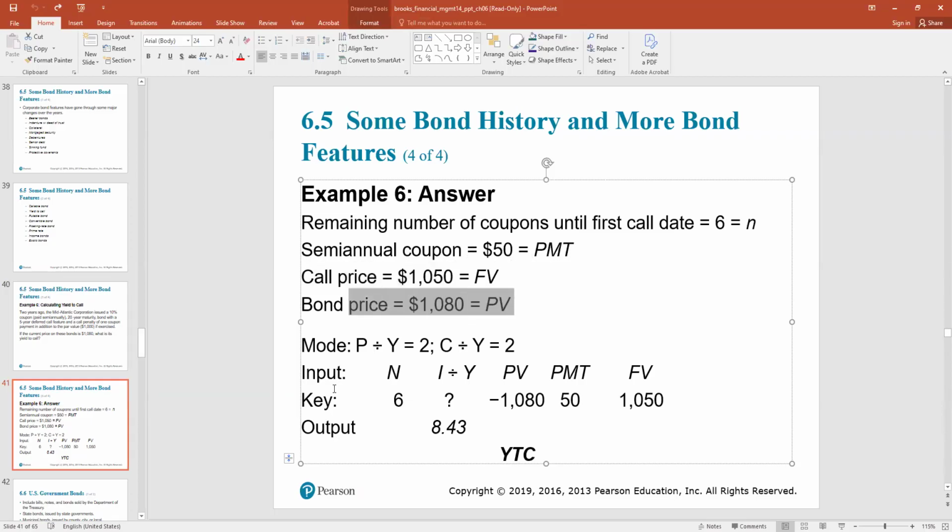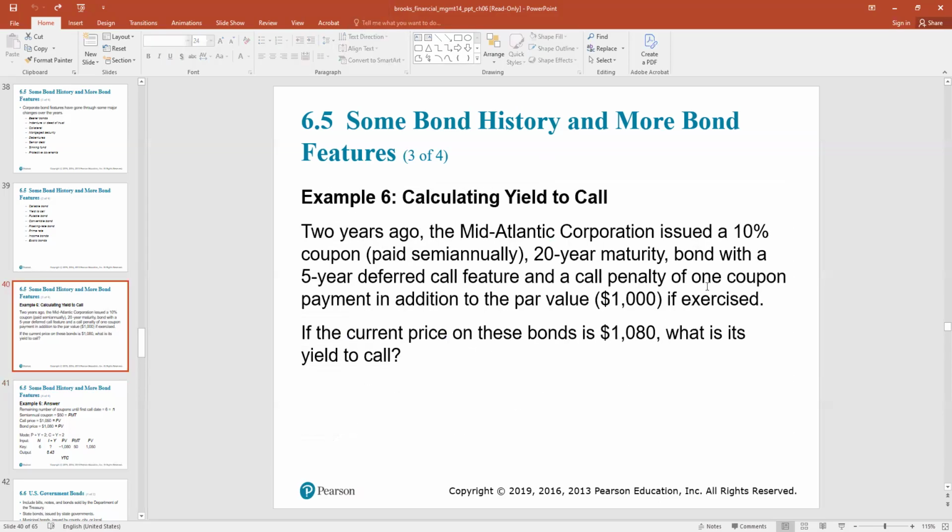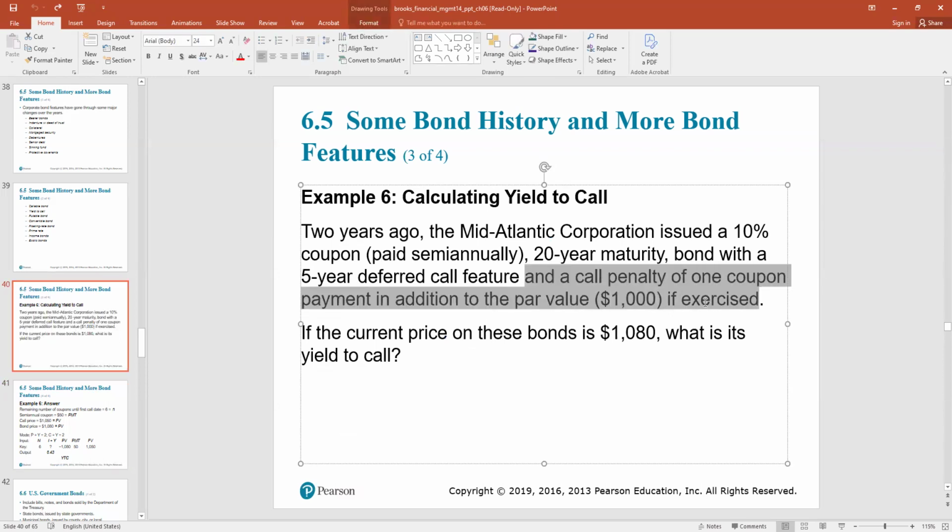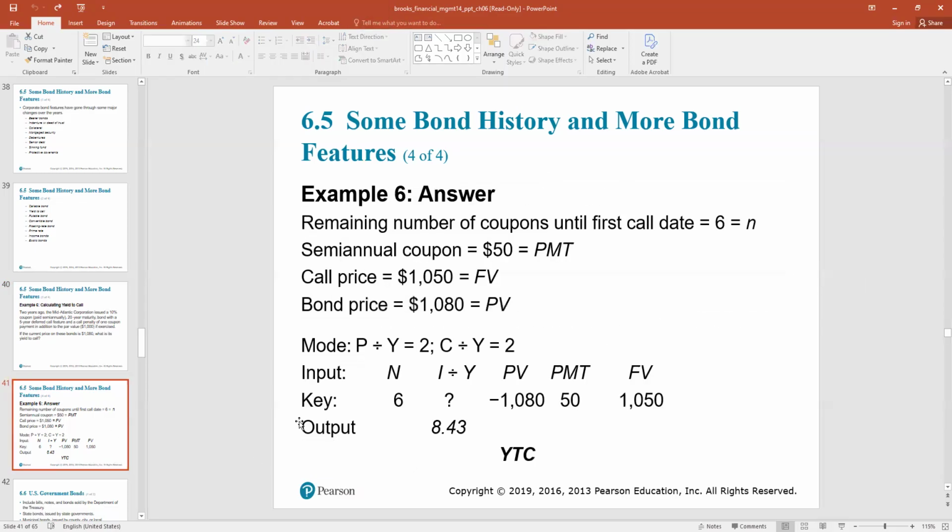Basically, you're calculating the yield to maturity, or yield to call. The present value is $1,080, payment is $50, the face value is $1,050. Face value is not 1,000 in this case, it's 1,050 because 1,000 is your par value plus the penalty coupon that is promised to be paid here. A call penalty of 1 coupon payment in addition to the par value if exercised. It tells you 1 coupon payment will be the call penalty. And this is how you calculate the yield to call.